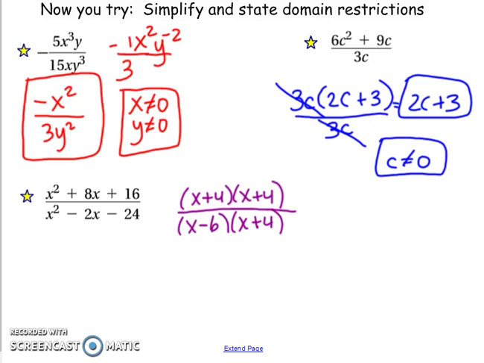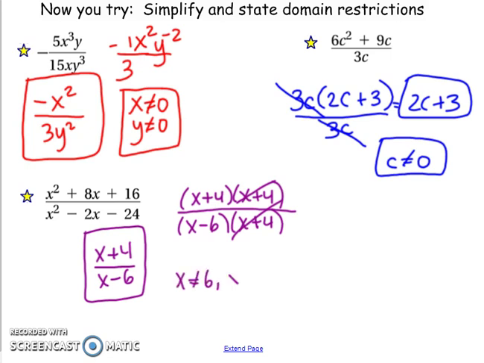We can't cancel all of them out. You can only cancel things in the top and in the bottom. So as long as they're on different levels, you can cancel them out. So this one x plus 4 can cancel with this one x plus 4. I can't cancel out the other x plus 4 because it doesn't have a buddy in the bottom to be able to cancel. So what we're left with now is just x plus 4 over x minus 6. That's our simplest form. And then we take our original denominator and we set it to 0 for our restrictions. So x cannot equal 6, x cannot equal negative 4.